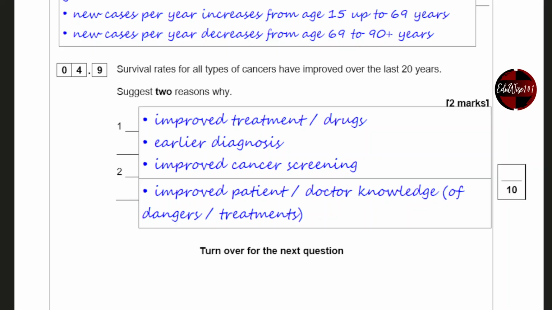Improved cancer screening: doctors and GPs generally check patients whenever they visit, when they're in a certain age group. Improved patient and doctor knowledge of dangers and treatments. So patients are more aware now of what to look for, for example lumps in their breast to detect breast cancer and so on. That brings us to the end of question number 4. Let's have a look at question number 5.